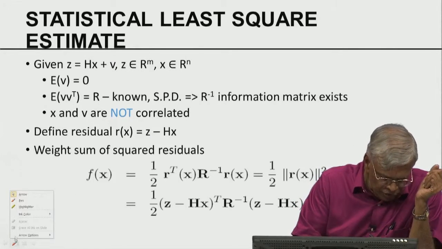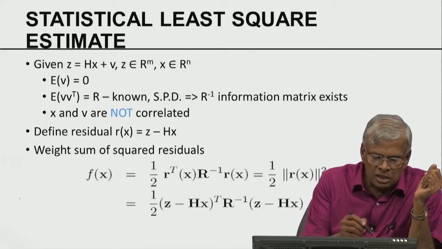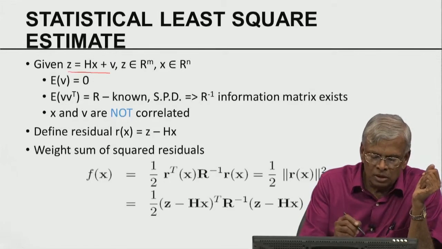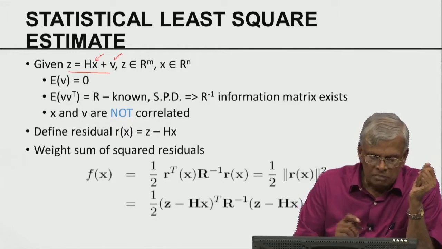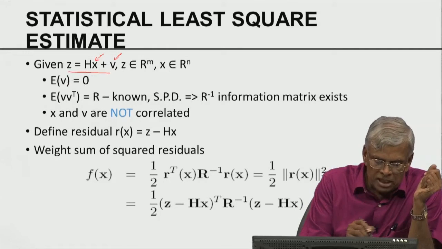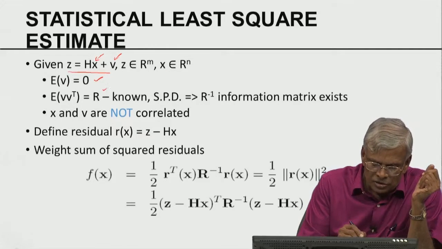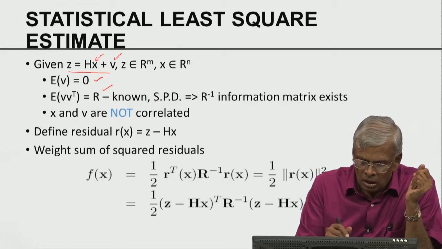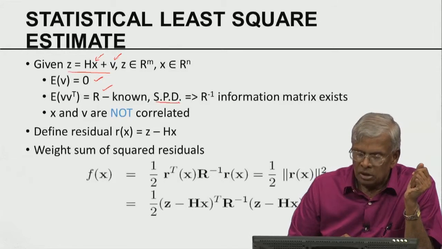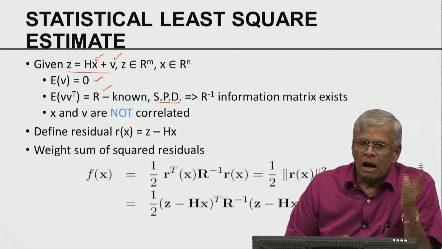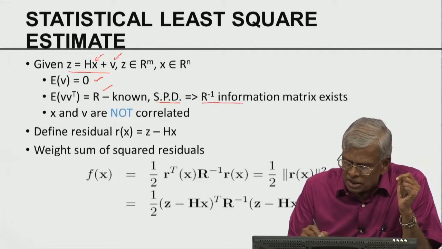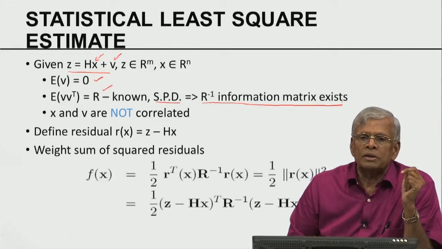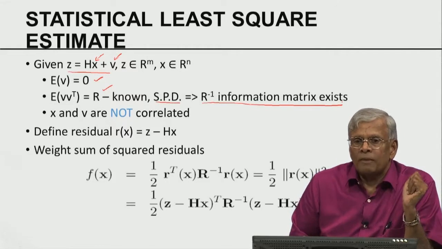Again, let us start with, let Z be an observation, let Z be a linear function of the unknown X, V be a noise, V be such that its mean is 0, its covariance R is known, R is SPD, R is a covariance matrix. In statistics, the inverse of the covariance matrix is called information matrix.